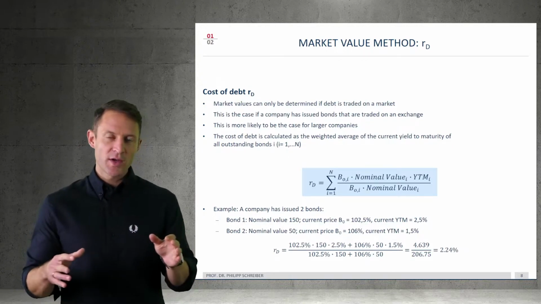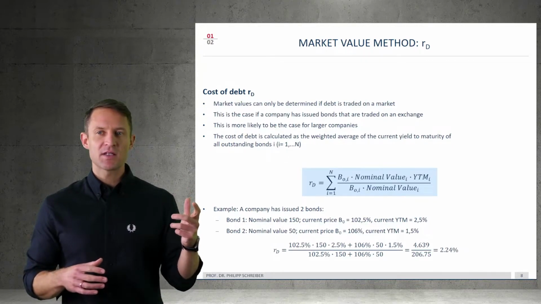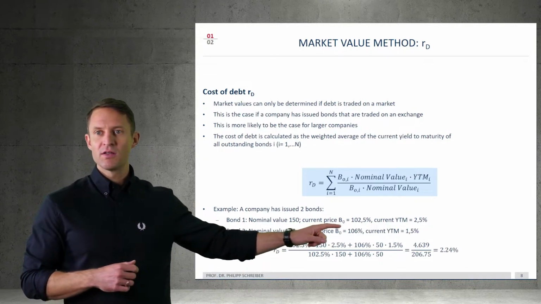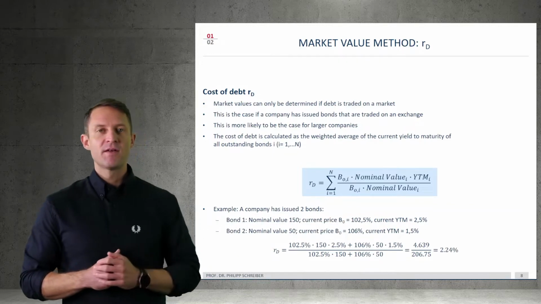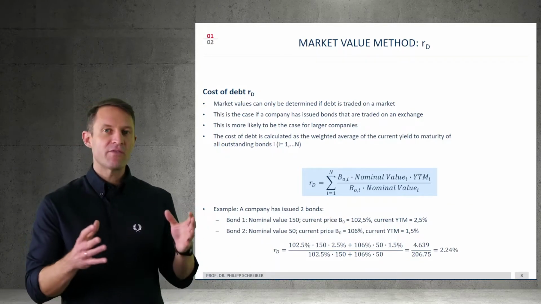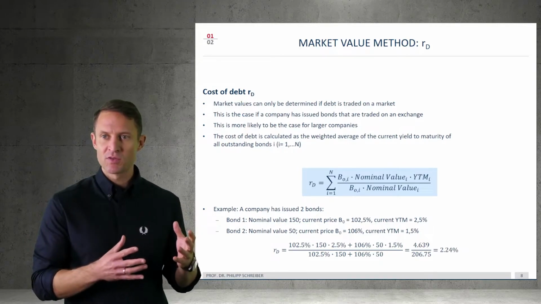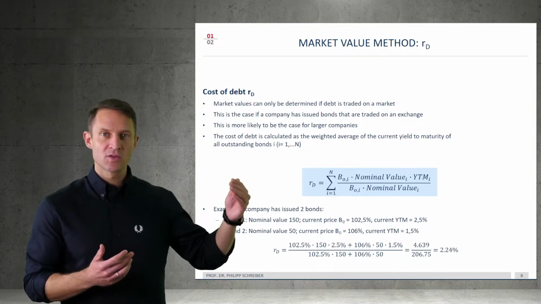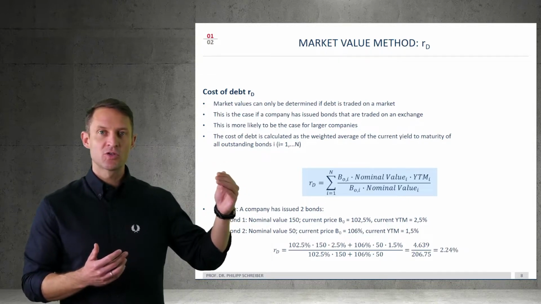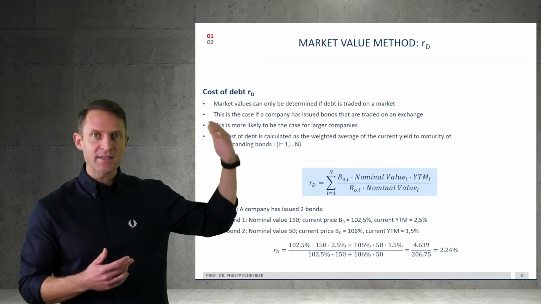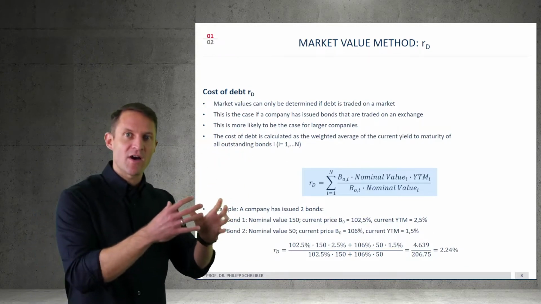Let's just do a quick sanity check. Does this number make sense? We said, okay, the yield to maturity of bond 1 here is 2.5. The yield to maturity of bond 2 is 1.5. So the average has to be somewhere in between these two numbers. And the average has to be closer to the yield to maturity of bond 1. Why? Because the nominal value times price is much higher. So this bond should have a higher weight.